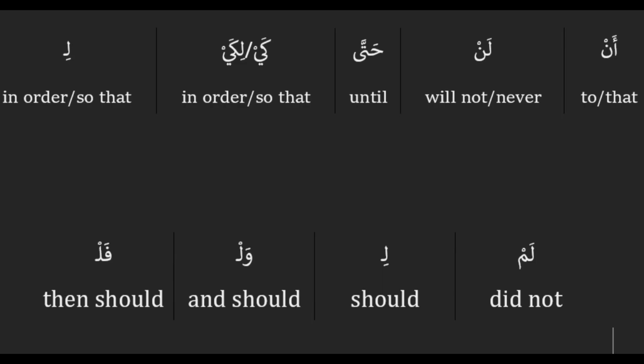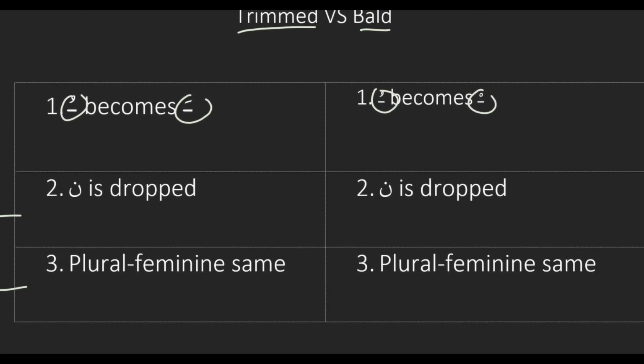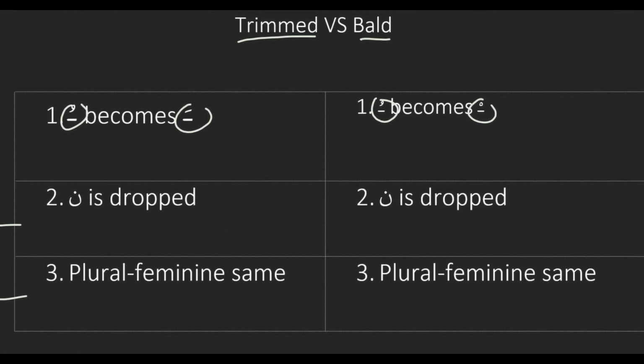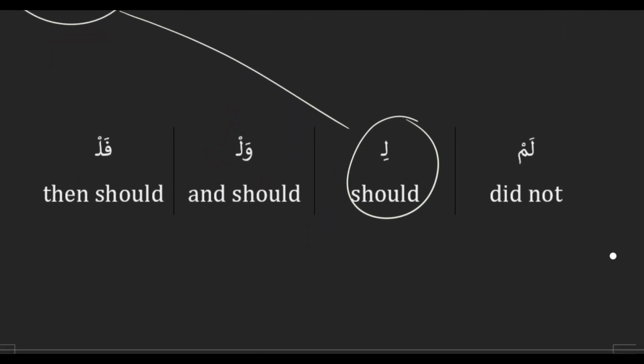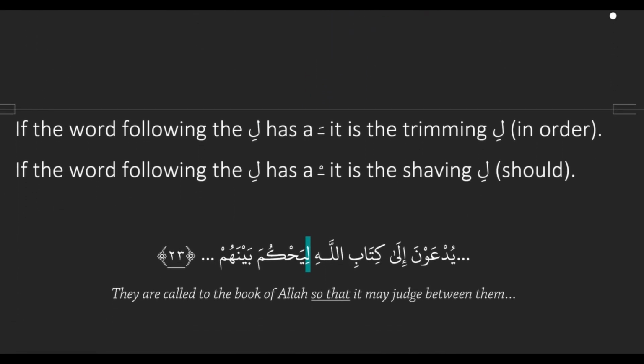In our trimming words, we had the word li, which means in order to or so that. And if you remember our bald or shaving words, we also had a li, which meant should. So we have some overlap here, and we also have some overlap in the rules. What does that mean for us? It means that we need to learn how to distinguish between the two kinds of li's.